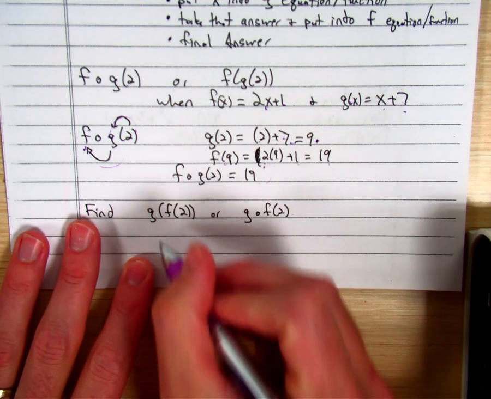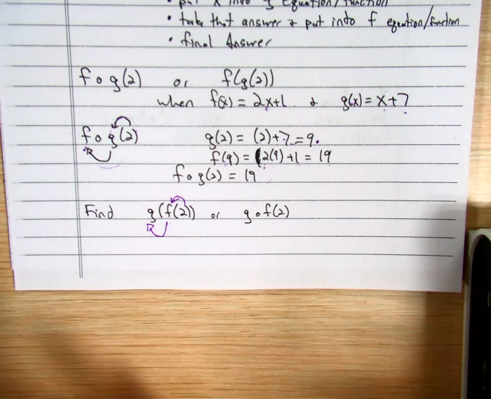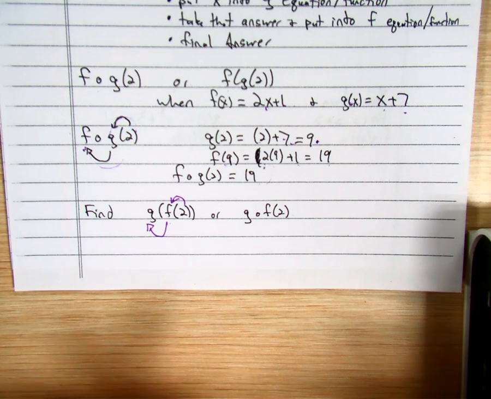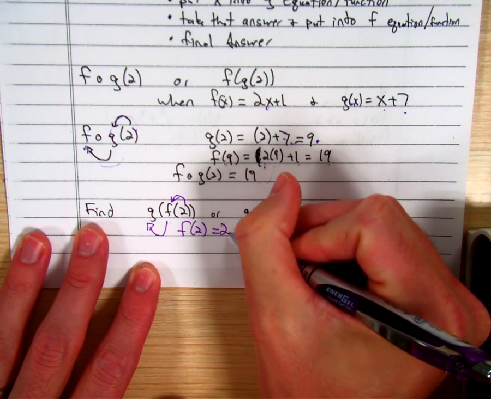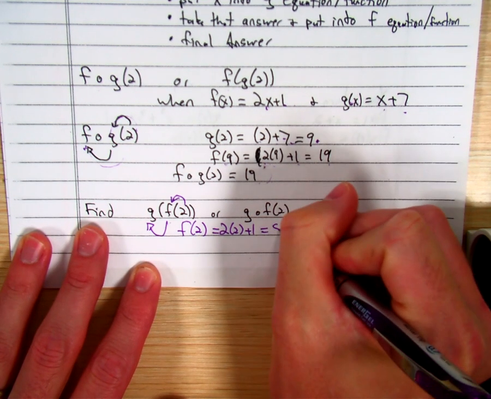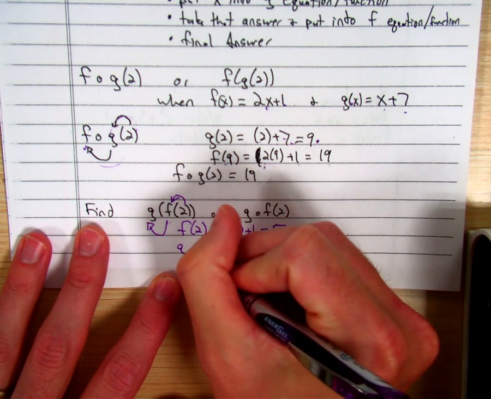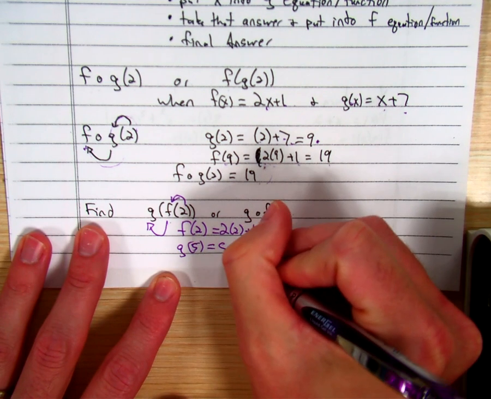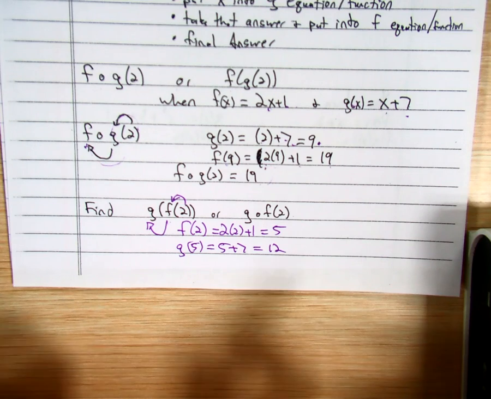Let's see if you can go the other way on your own. Start with 2 and put it in the f equation first. Get that answer and put that answer in the g equation. Go ahead and push pause and try that one on your own. Okay, welcome back. If we did f of 2, we're going to do 2 times 2 plus 1. That's going to give me 4 plus 1, 5. Then I'm going to put that 5 right into the g equation, and g of 5 is 5 plus 7 for a 12. Hopefully we got 12.